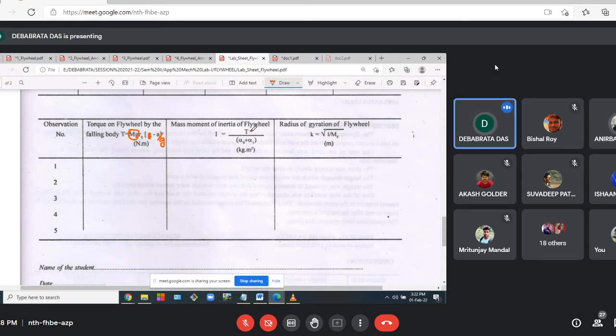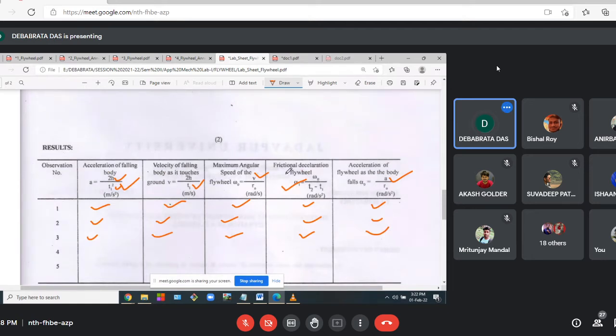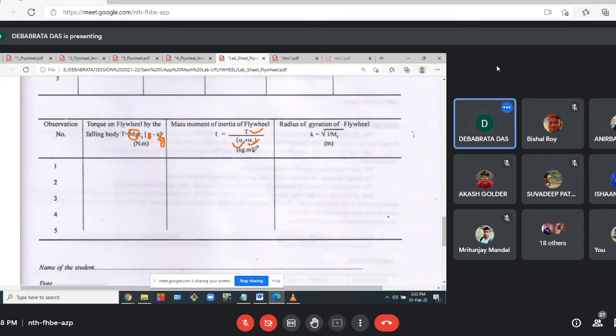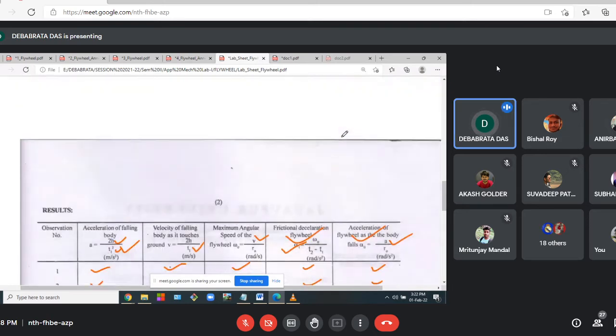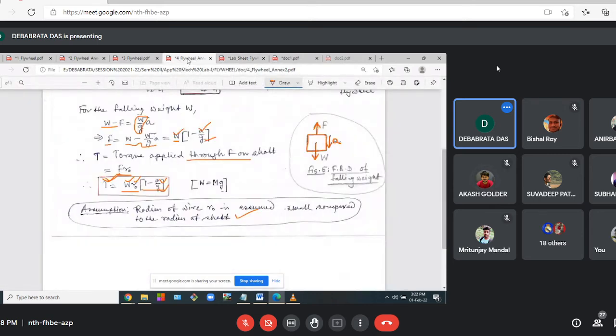Once you get the torque, then torque by alpha naught, alpha 1; alpha 1 and alpha naught are already calculated, from the last 2 columns. Now what is the unit of I? Kg meter square. The unit of moment of inertia is kg meter square. And then the radius of gyration will be in meters, under root I by mf. Clear? So we'll see the experiment. Any doubt, any queries? No, sir.